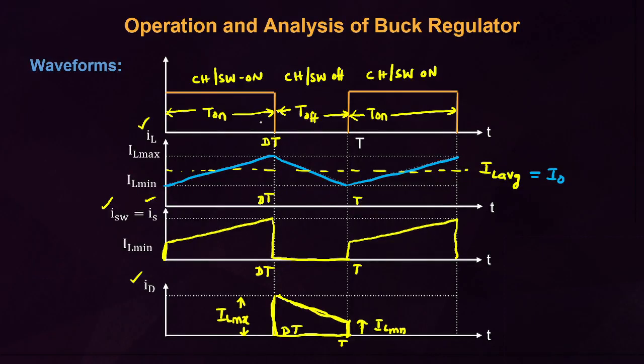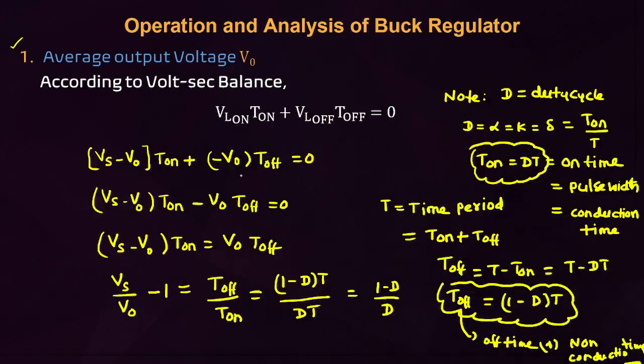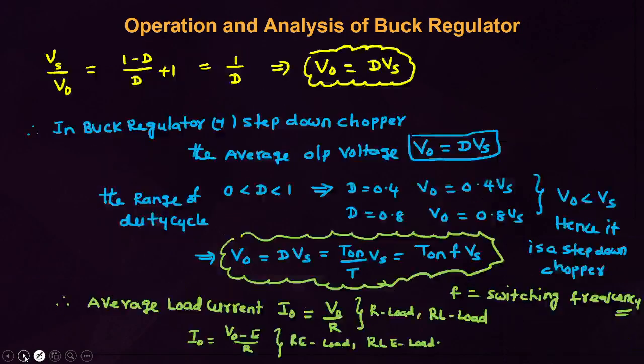Next, these are the waveforms, but no need to practice the waveforms. Directly you have to concentrate on the analysis. The first one is average output voltage. I derived this average output voltage, but no need to concentrate on the derivation. Finally, in the case of buck regulator or step down chopper, the average output voltage V0 equals D Vs. That you have to concentrate.